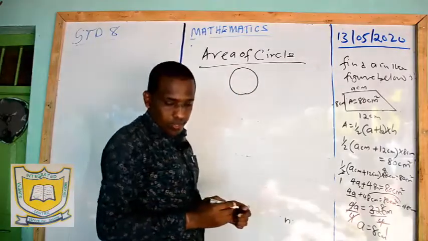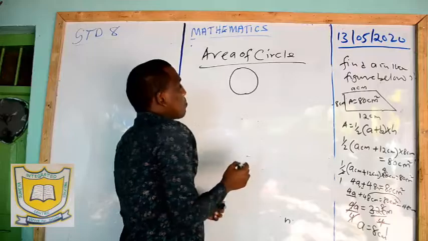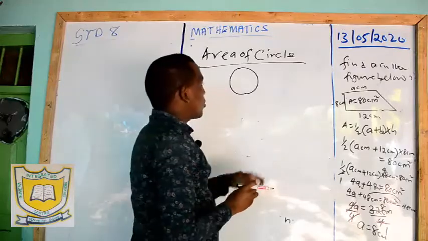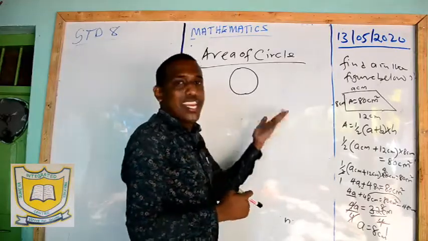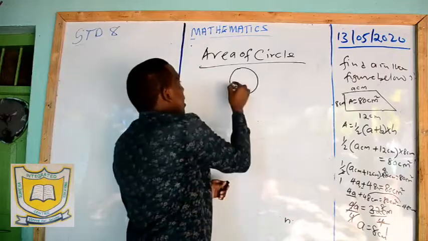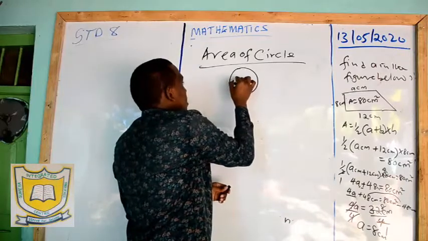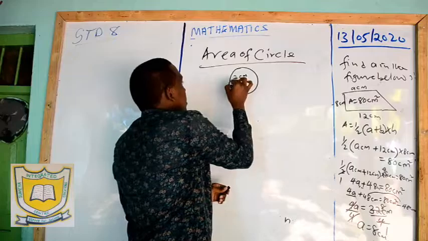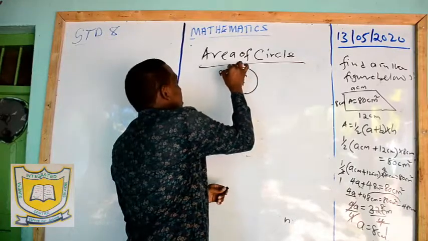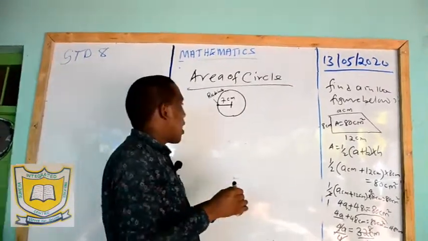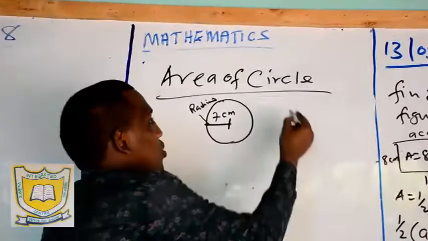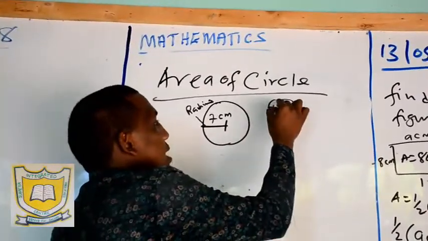This is a circle. We want to get the area. Remember, we have learned circumference. We said circumference is equal to pi by D. But now we want to get the area. And this line is called radius. For example, here you are given 7 centimeters. This line is called radius, as I said earlier. And when it is full like this, it is diameter.